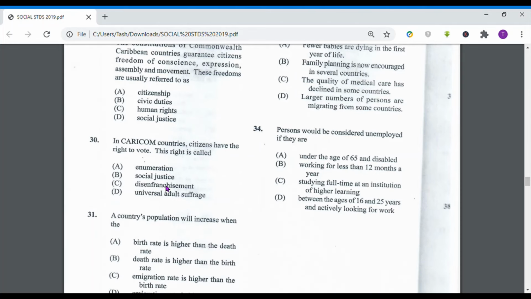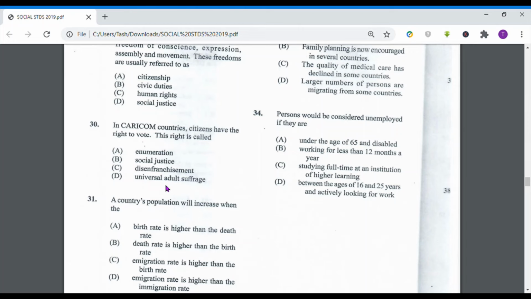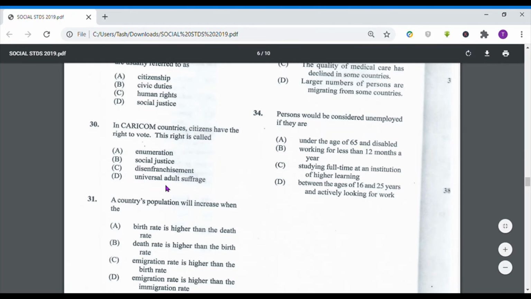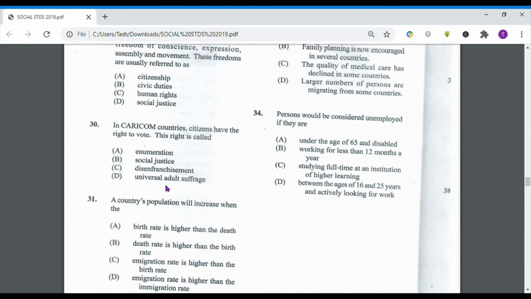Number 30. In CARICOM countries, citizens have the right to vote. This right is called enumeration, social justice, disenfranchisement, or universal adult suffrage. Your answer would have been letter D, which is universal adult suffrage.